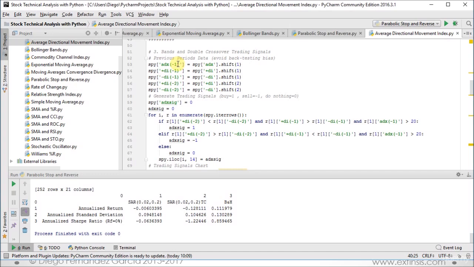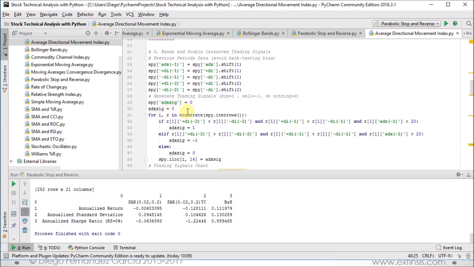And then, how do we calculate it? Within our original data frame, SPY, we search for the column and we shift either 1 position or 2 positions for that second previous period's day. Then we generate our trading signals. Buy is equal to 1, sell -1, do nothing is equal to 0. We create the column where we're going to store the corresponding trading signals. In this case is ADX SIG, and first it's going to be zeros, which is do nothing, but it's going to be updated. For this, we're going to create a variable with its same name, initialized at 0, and we're going to use it within our for loop.